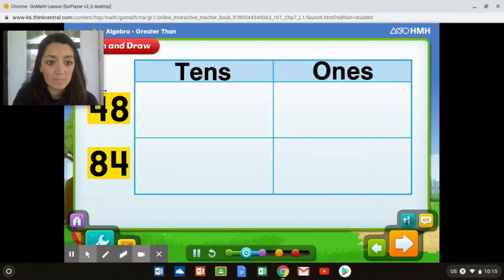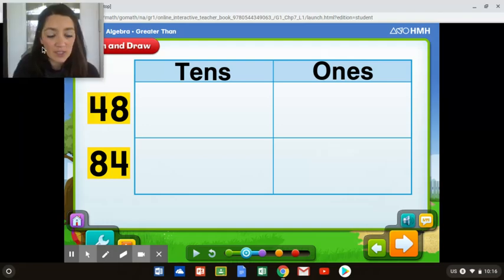Which number is greater, 48 or 84? You can use base 10 blocks. Okay, so we have two numbers right here, 48 and 84. Now we have our frame right here. We have tens and ones. For each number, we're going to put the number of tens in this row and the number of ones in this row. So we are going to look at this to find which one out of 48 and 84 is bigger. Base 10 blocks model the numbers on the place value chart to find out.